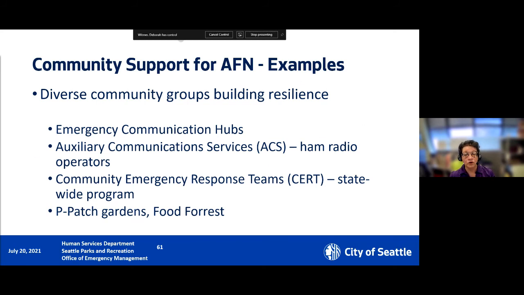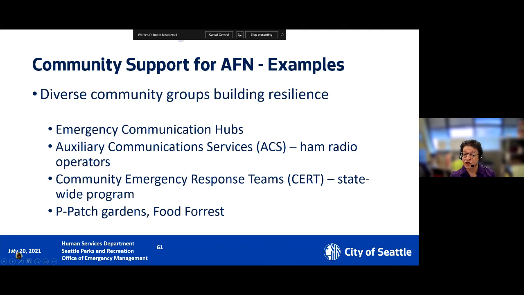We have the emergency communication hubs. These are based in neighborhoods throughout the city. They train and practice together regularly, and their mission is to support communications and information exchange when communications are disrupted after a disaster. We also have auxiliary communication services, or ACS. These are our volunteer ham radio operators. They do amazing work to support citywide emergency communications and emergency center operations.